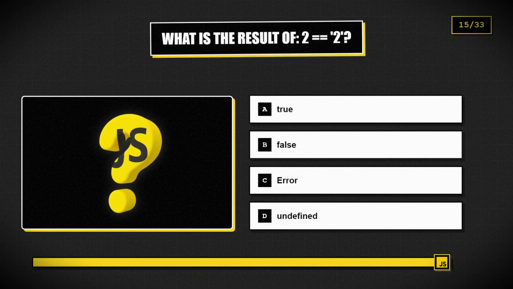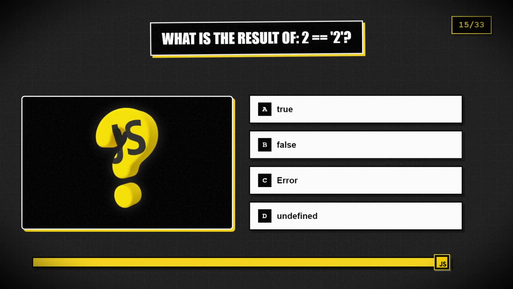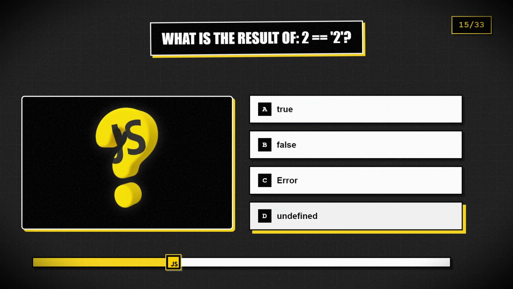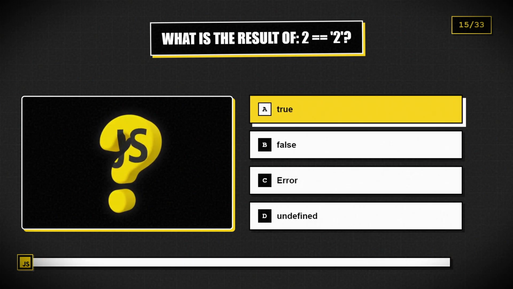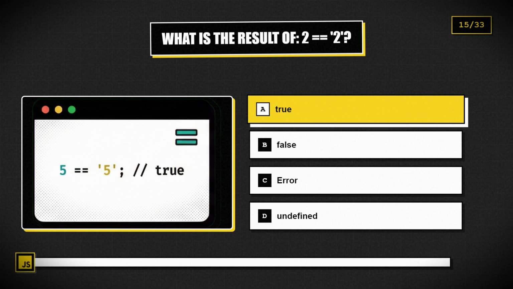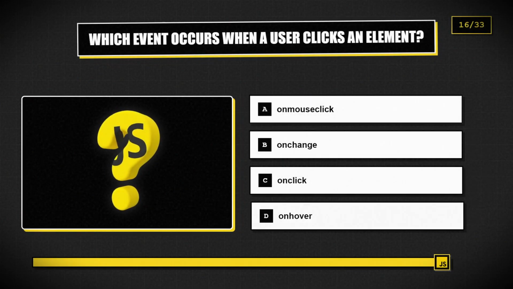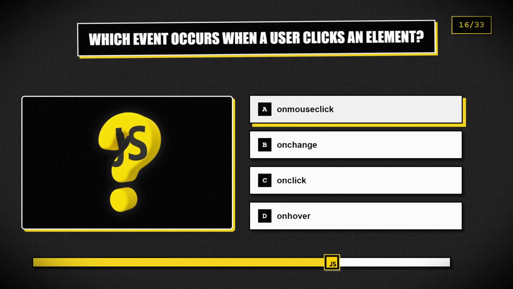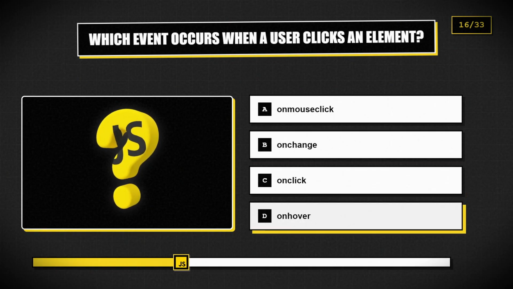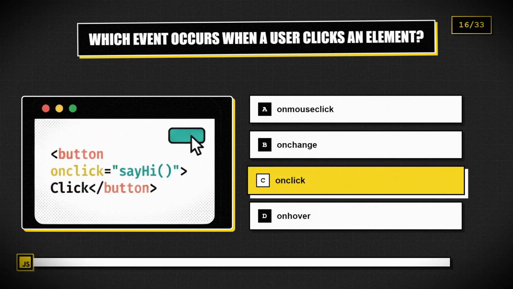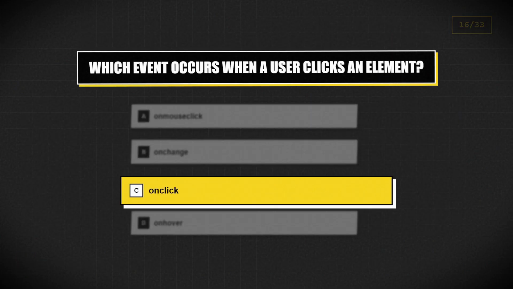What is the result of 2 equals equals string "2"? Double equals performs type coercion, making this statement true. Which event occurs when a user clicks an element? The onClick attribute handles mouse click events.